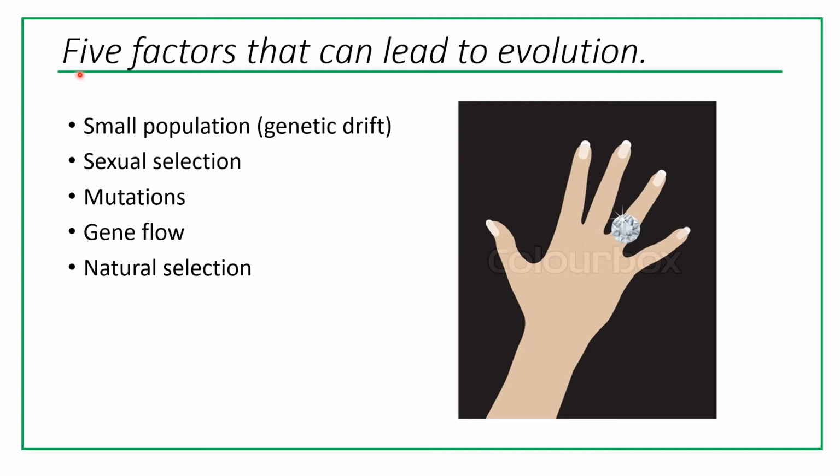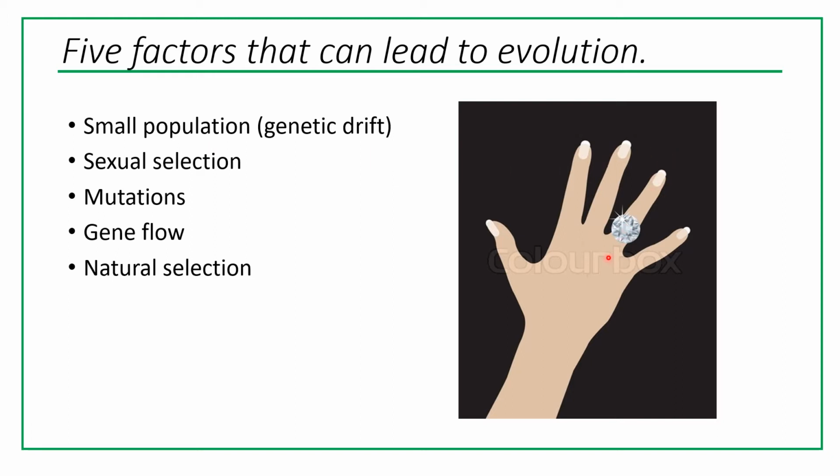So these are 5 factors that can lead to evolution. To remember them, we're going to use your own hand. The little finger is for small population. When a population becomes smaller, it can lead to changes in allele frequencies. And when a population becomes smaller, we call it genetic drift.